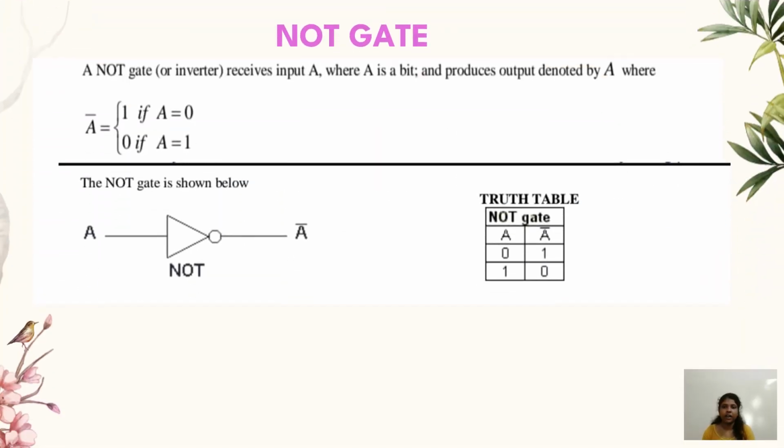NOT gate. A NOT gate receives input A, where A is a bit, and produces output denoted by A bar. The NOT gate is shown below. You can see.